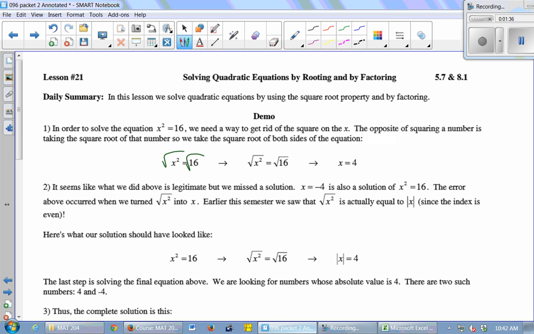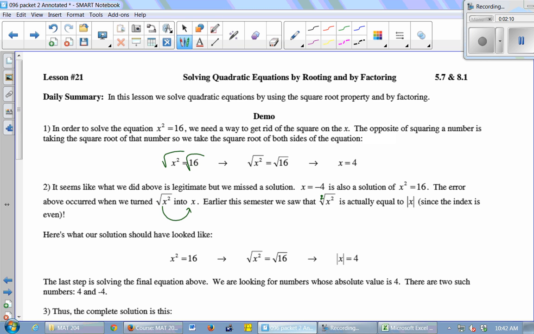So it seems like what we did is legitimate, but we missed the solution x equals -4, right? We knew that was a solution going in, and it didn't come out, right? So the error occurred when we turned the square root of x squared into x, right? It turns out that the square root of x squared is actually the absolute value of x, and we saw that briefly earlier in the semester. All right, when the index is even, when you take the square root or the 4th root or the 6th root, you have to actually take the absolute value.